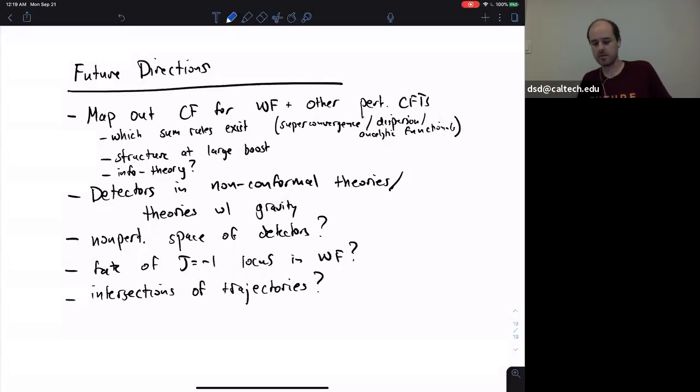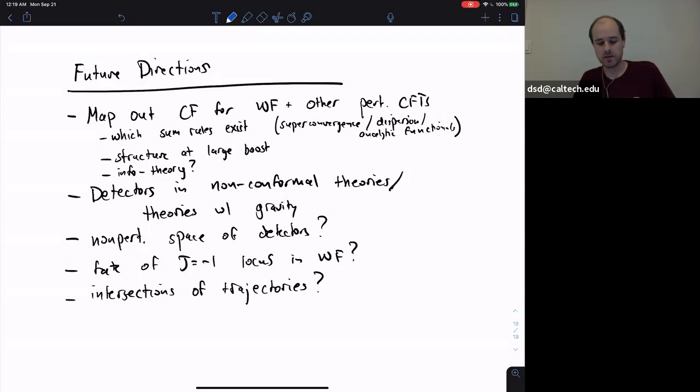I think that these kinds of constructions can make sense even in non-conformal theories, although a lot of the mathematical tools would not be present or would be harder to use. So I'm not exactly sure how one could proceed other than by studying perturbative examples like, for example, in this talk.